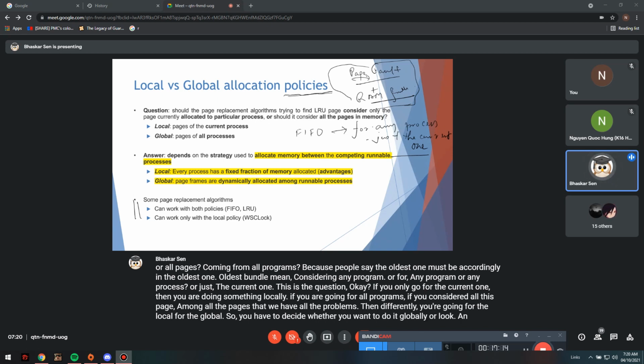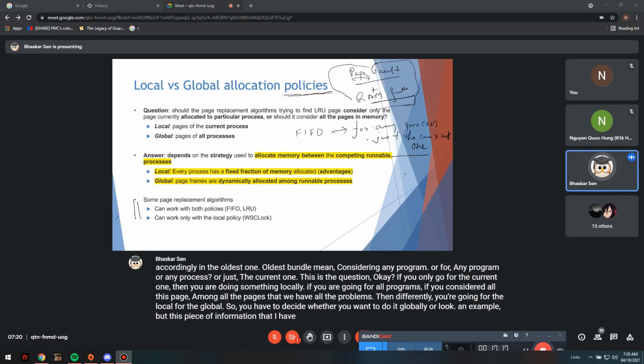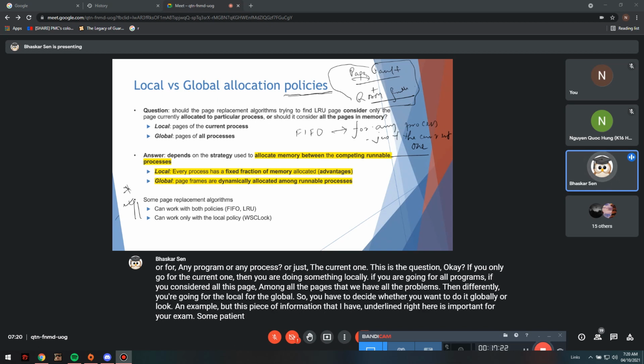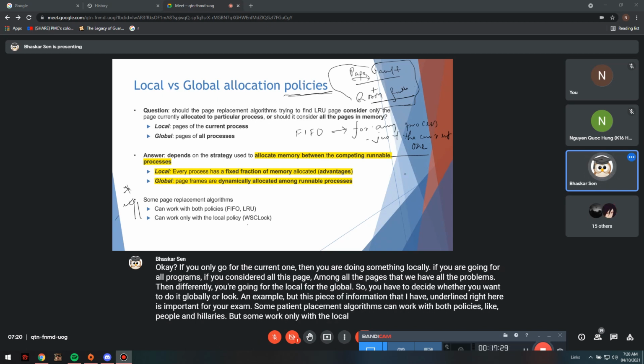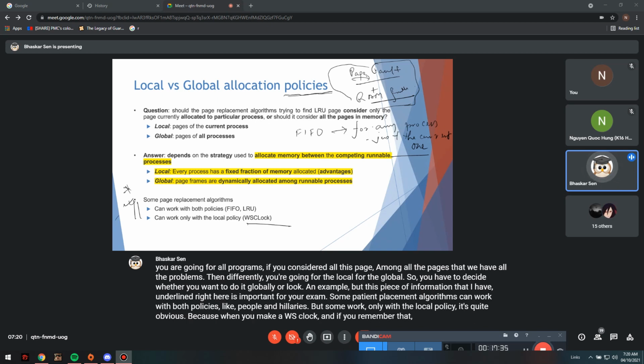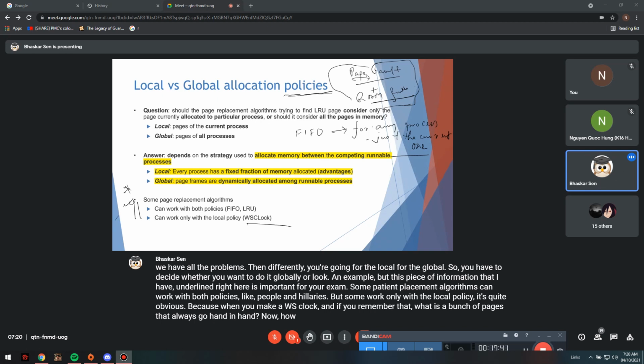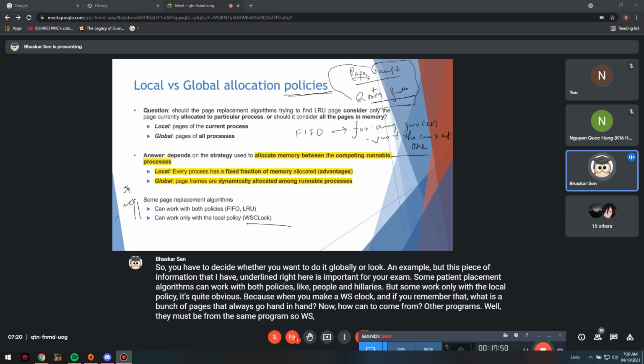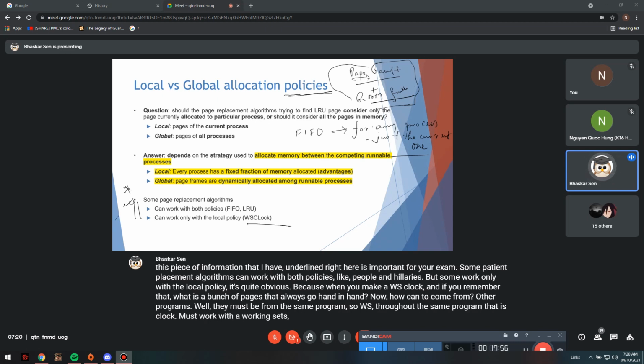An example, but this piece of information that I have underlined right here is important for your exam. Some page replacement algorithms can work with both policies like FIFO and LRU, but some work only with the local policy. It's quite obvious because when you make a WS clock, and if you remember that working set is a bunch of pages that always go hand in hand. Now, how can they come from other programs? Well, they must be from the same program. So WS clock must work with a working set of pages of the same program.